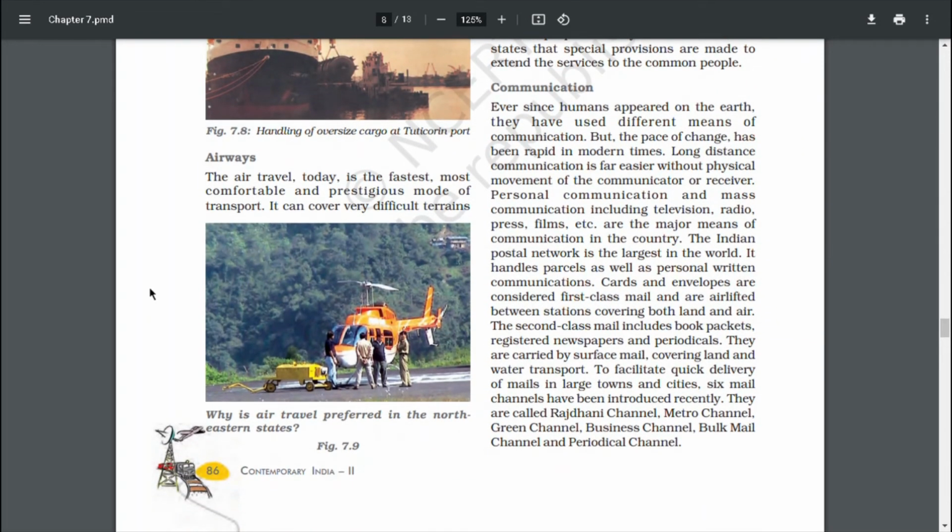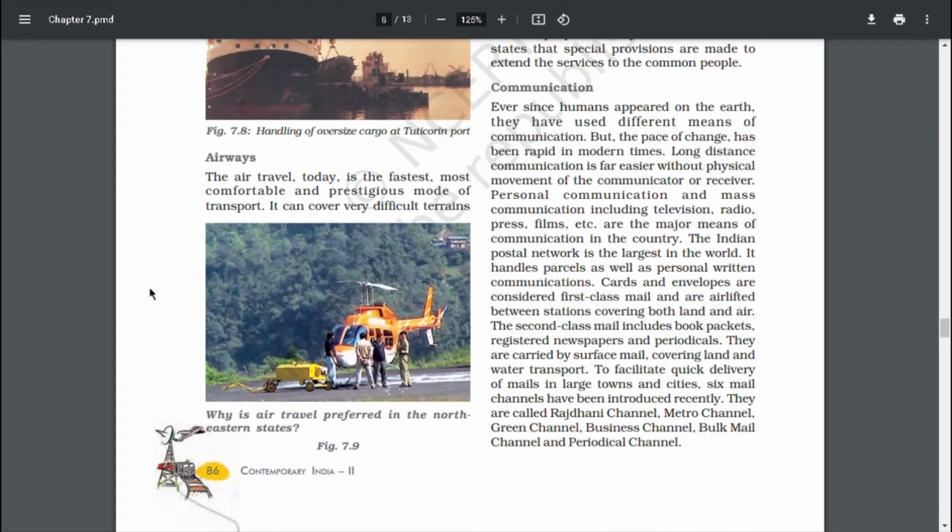Communication. Ever since humans appeared on the earth, they have used different means of communication. But the pace of change has been rapid in modern times. Long distance communication is far easier without physical movement of the communicator or receiver. Personal communication and mass communication, including television, radio, press, films, etc., are the major means of communication in the country.